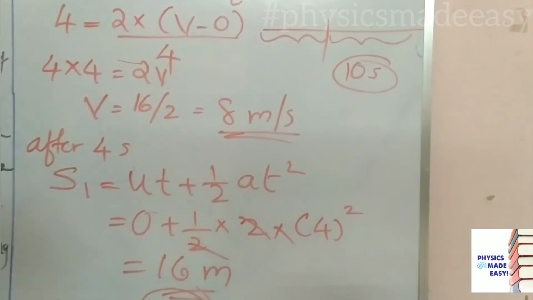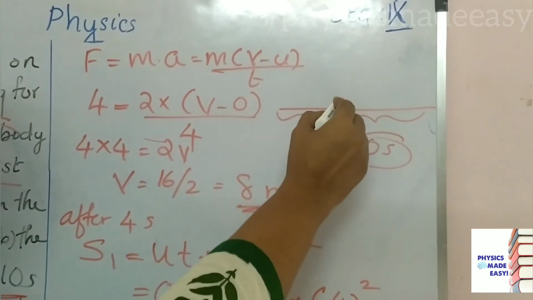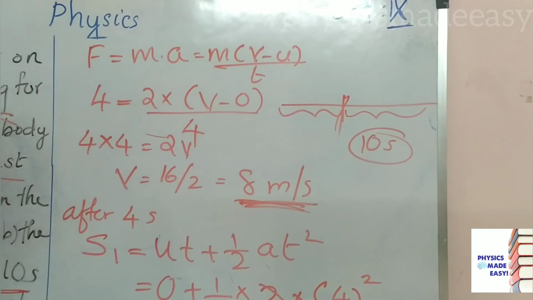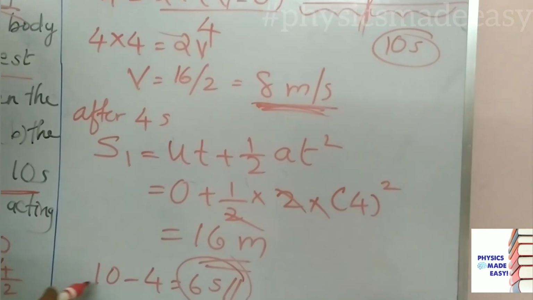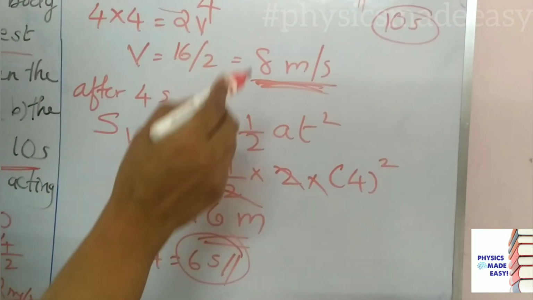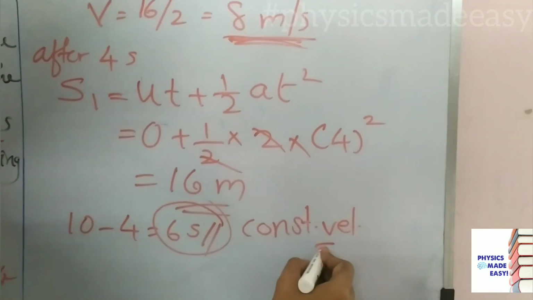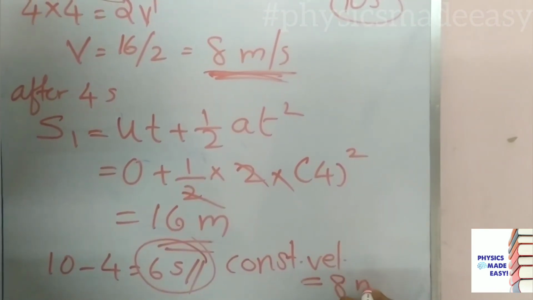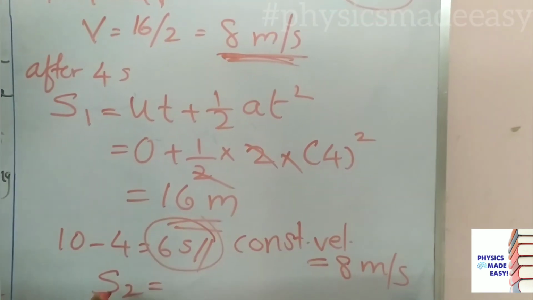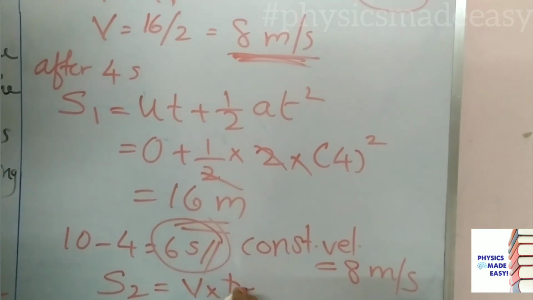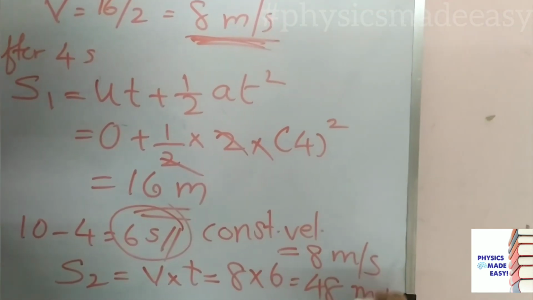Children, here after that 4 seconds the force is stopping there. So at this point the velocity of that object is 8 meter per second. After that no force is there. That means during this 6 seconds the object is moving with constant velocity, and that velocity is equal to 8 meter per second. Then what is the distance travelled by that object? You know, velocity into time, that is 8 into 6, 48 meter.